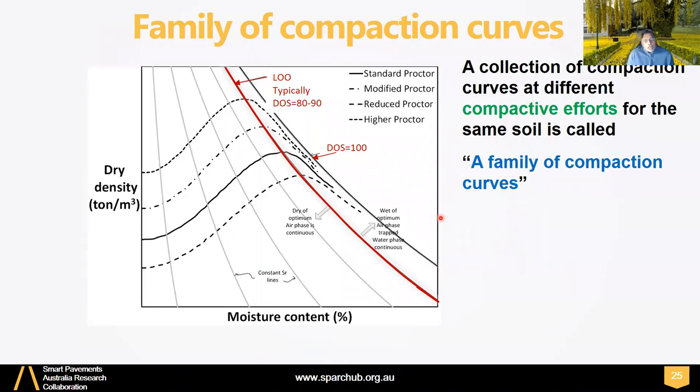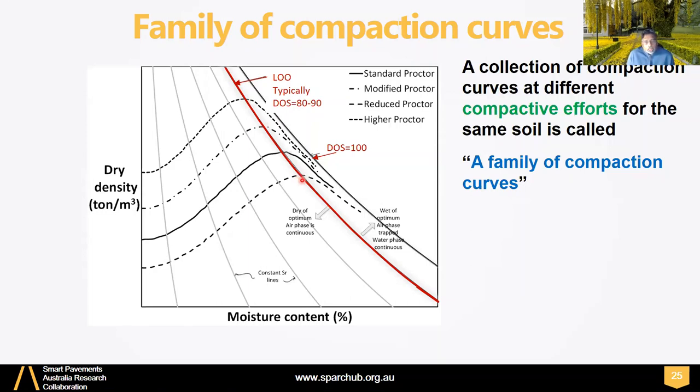Another feature of the compaction curve is that you can draw a family. We mentioned already Proctor, modified Proctor, reduced Proctor. You can reduce it to handheld compaction and so on. And if you want to simulate much higher compaction, you can go higher. So you can create a family of compaction curves. Always, when you draw the compaction curve, you need to draw the degree of saturation 100% line. Then also draw the line of optimums, which is normally constant, at 80 to 90%.